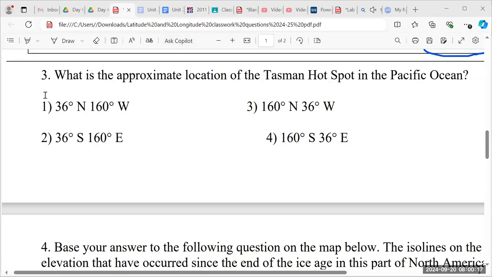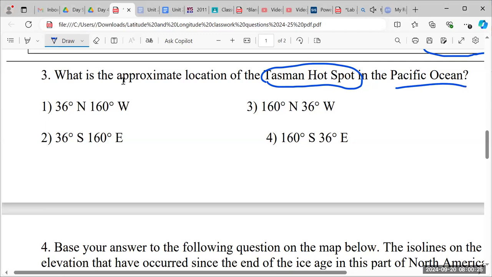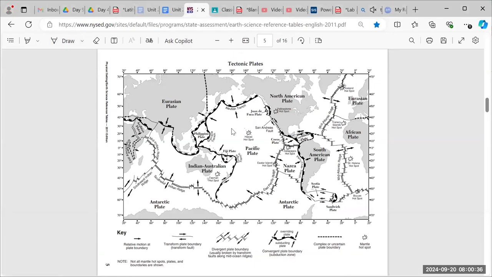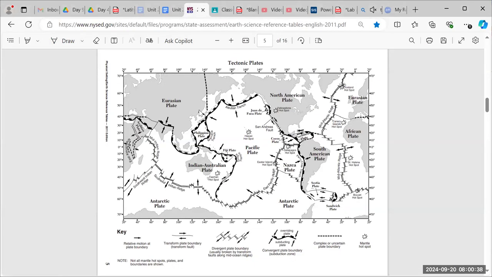All right, everybody, let's look at number 3. What is the approximate location of the Tasman hotspot in the Pacific Ocean? Now, we mentioned in class, where can I find all the hotspots? What page of the reference tables? Flip your reference tables to page 5. All right, page 5 of the reference tables.